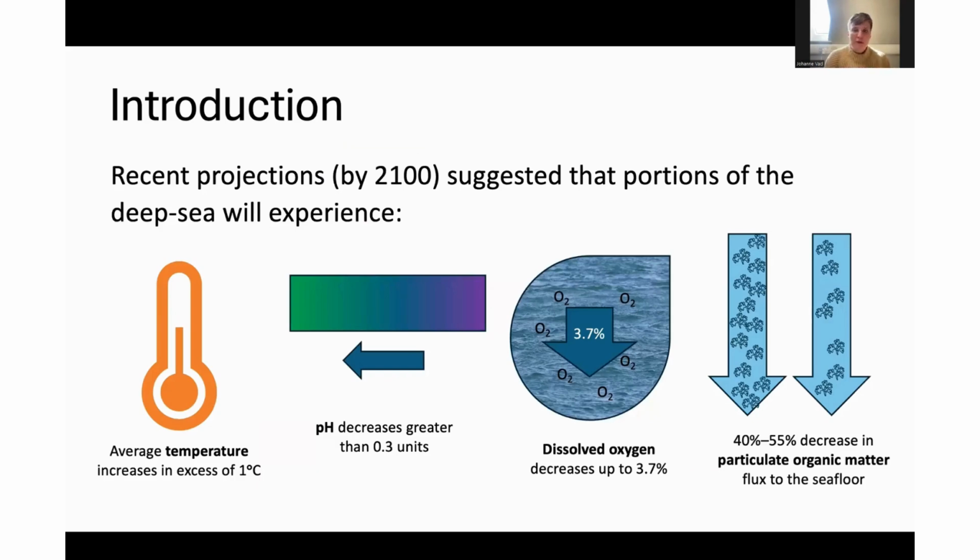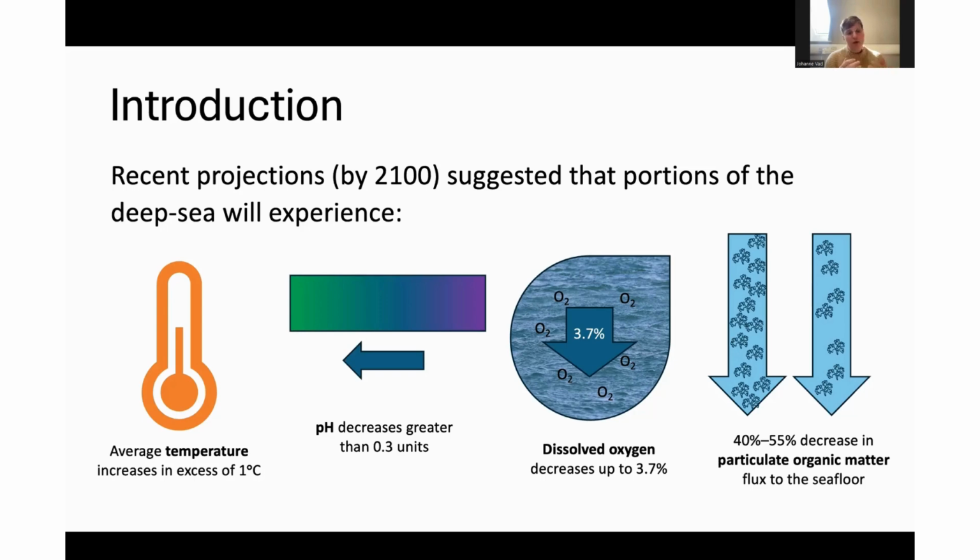When we look at a bit more detail, if we look at the projections for end of century conditions in the deep sea, we expect that average temperatures will increase in excess of 1 degree, that we'll see a decrease in pH of greater than 0.3 units, a decrease in dissolved oxygen concentration of up to 3.7%, with a lot of regional variability here and expansion in some regions of oxygen minimum zones. And again, a decrease in the amount of food that comes down to the seafloor of about 40 to 55%, so a really significant decrease.